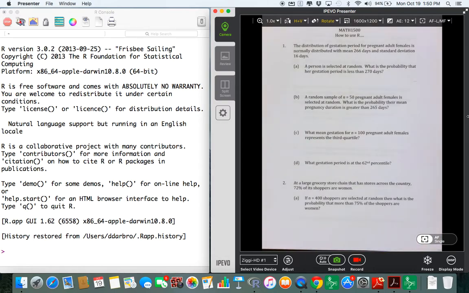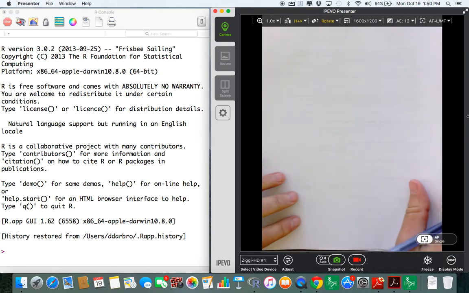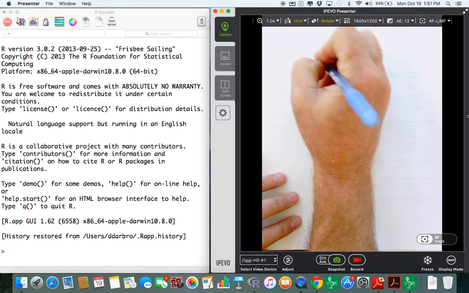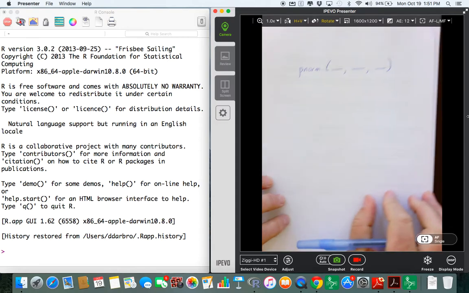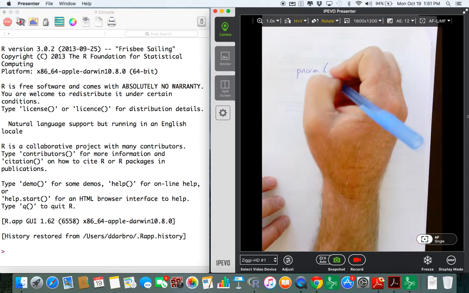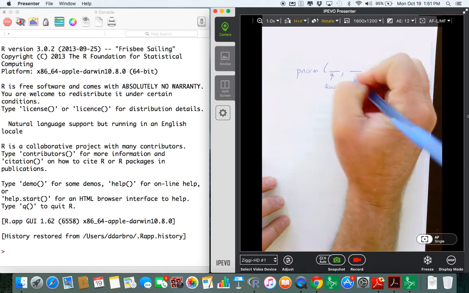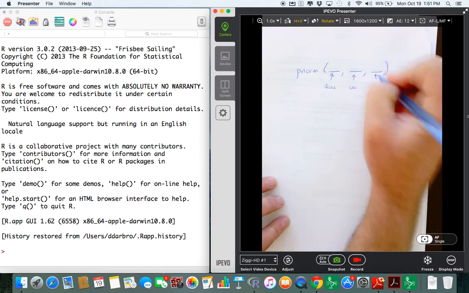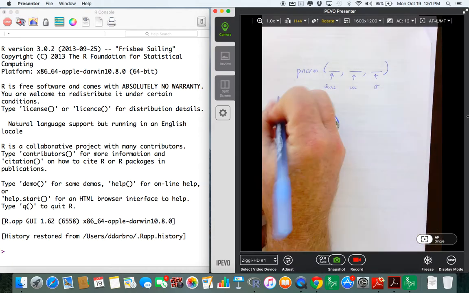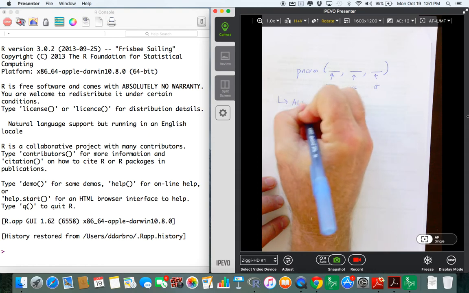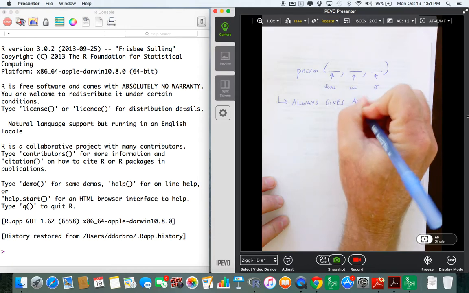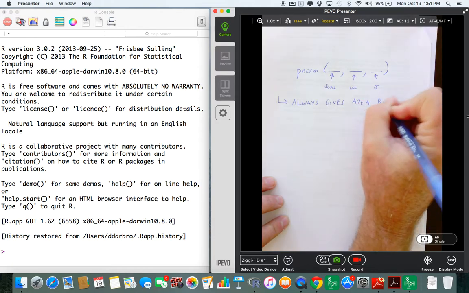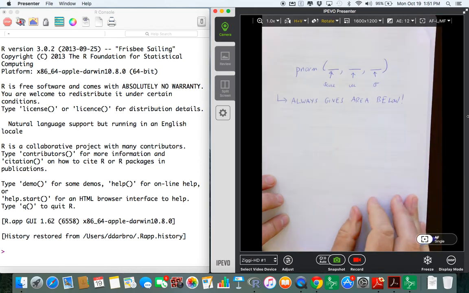Now, let's talk about what those keys do for us. pnorm has three values. It has the score, it has the mean, and it has the standard deviation. This always gives area below. So you might say, well, what if we want area above?